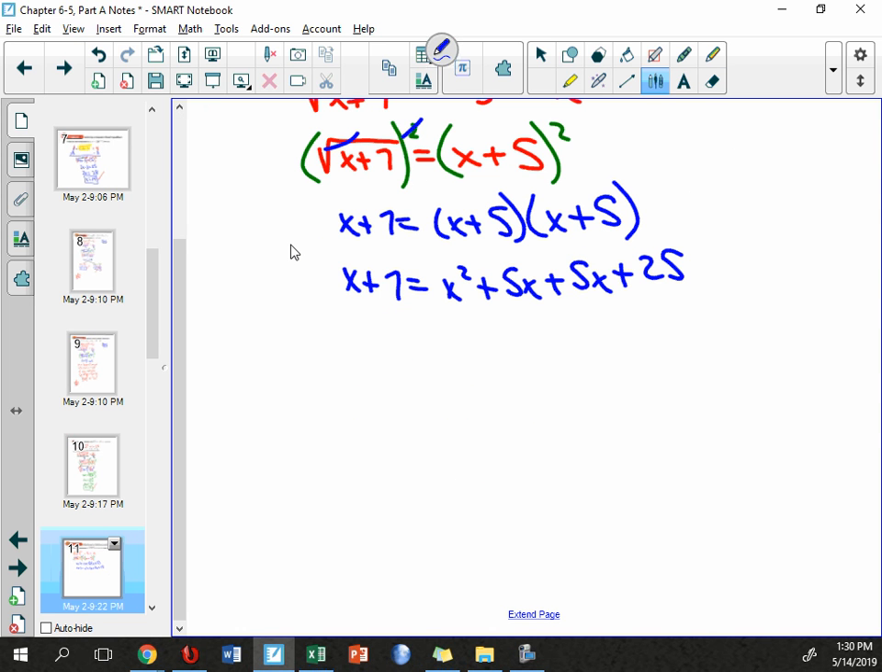Combine like terms? Yes, Josh? Are we doing this on our paper? I like to see it written. Write it. Write it. Now what do I do?